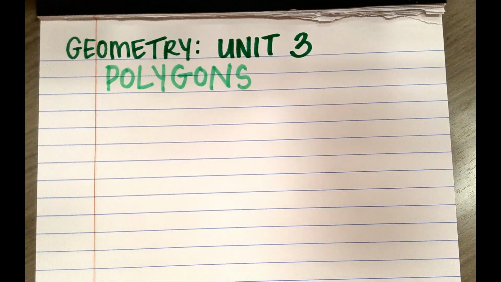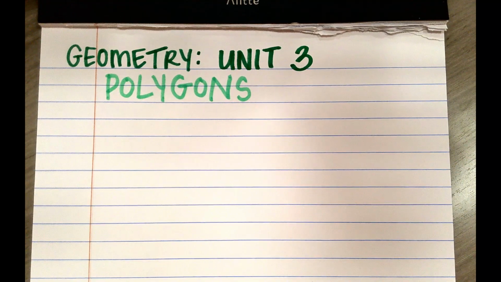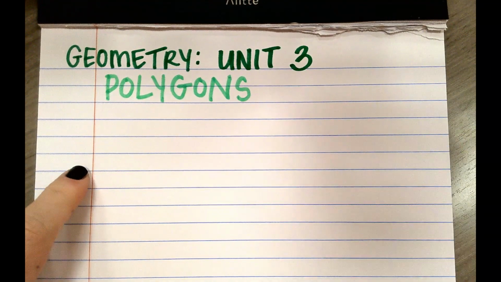We just took the Unit 2 quiz over triangles, and now we're moving on to the next thing, guys, in geometry. We are in Unit 3. Today we're going to talk about polygons. So polygons, this is just a fancy word that talks about shapes with straight sides.